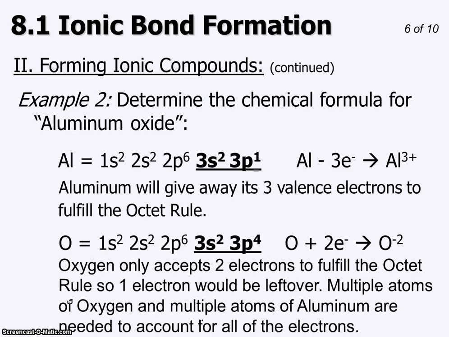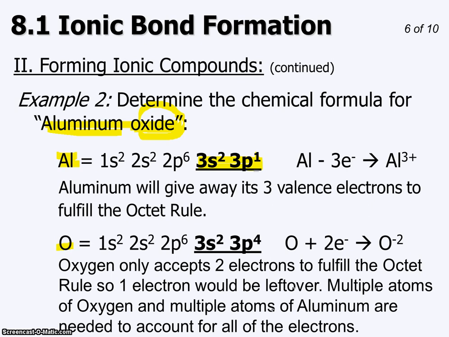Oftentimes it's not going to be as easy because different atoms are going to be giving up more electrons or less electrons than another atom can take. For example, if we want to determine the chemical formula for aluminum oxide, this is a little more tricky. Well, the name aluminum tells us that we're dealing with an aluminum atom. And oxide, the "ide" part, tells us that it is an ion, but the "ox" tells us that we're dealing with oxygen. So now we're going to look at the electron configurations to look at their valence electrons.